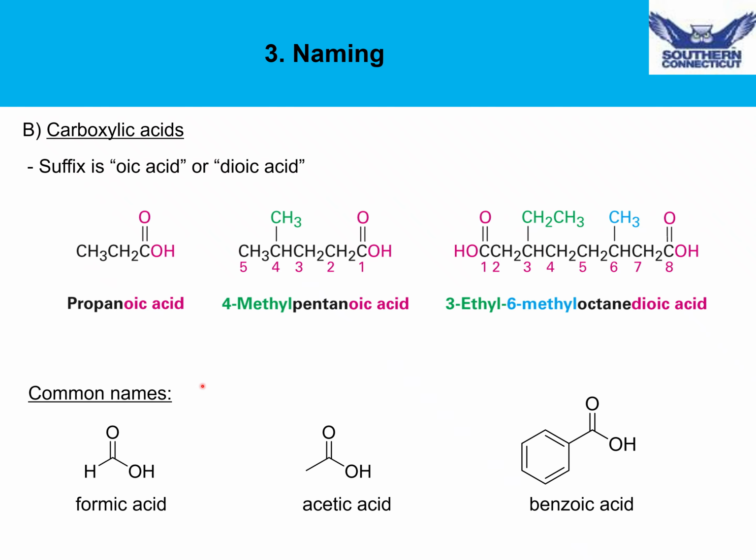Lastly, there are many common names we use for carboxylic acids, probably more than most other functional groups. Here are 3 that you should definitely try to remember. Formic acid has 1 carbon, acetic acid has 2, and benzoic acid has this benzene ring plus the carboxylic acid.